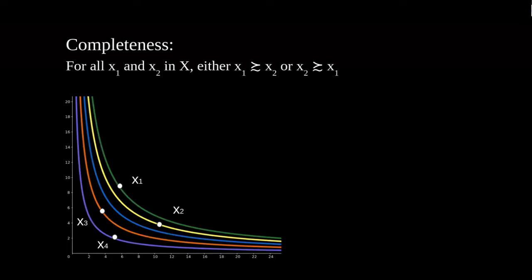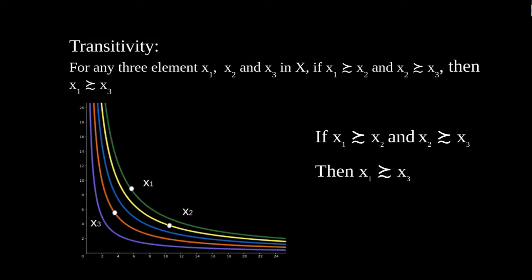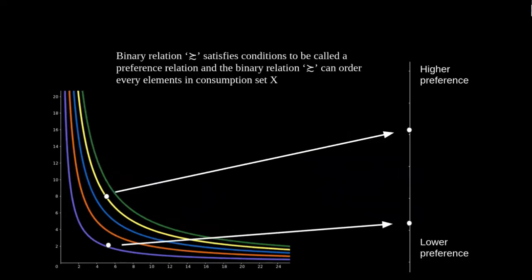Completeness. Consumers have the ability to compare and order any bundles. You can pick any 2 bundles, X1, X2, X3, and X4, and consumer can decide which one they prefer more. Transitivity. Consumer choice is consistent. If the consumer prefers X1 over X2 and X2 over X3, then the consumer prefers X1 over X3.